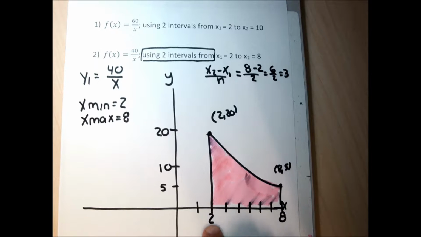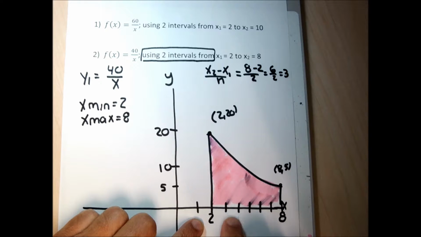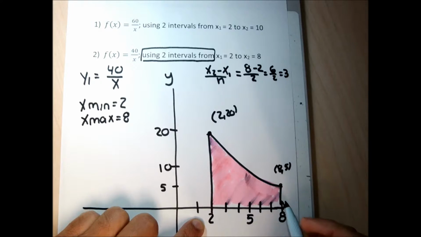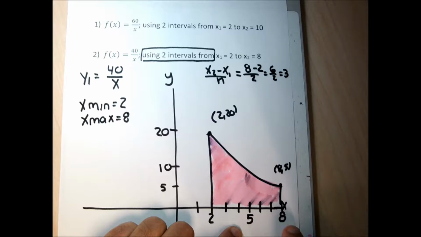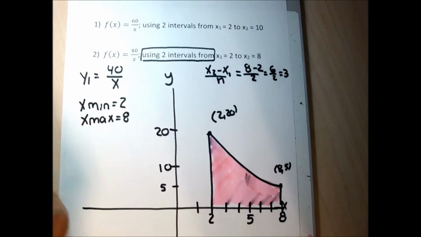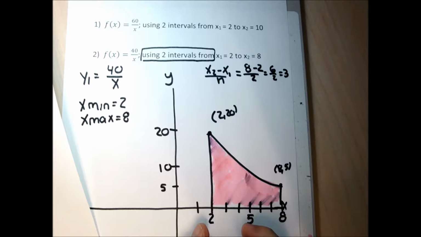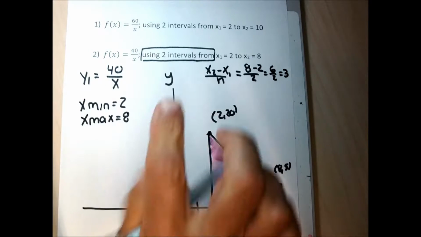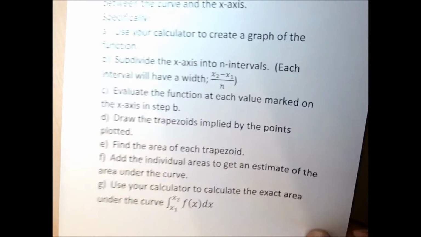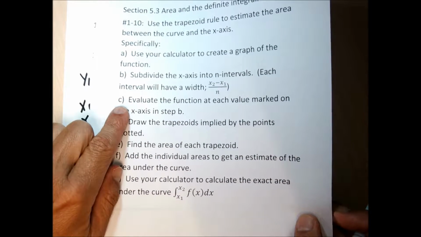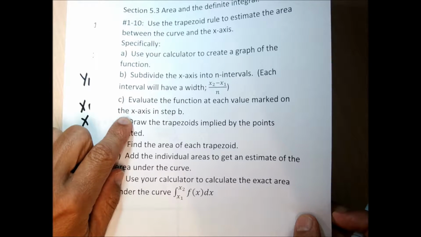That means starting from 2, every 3 units I need to put a number on my x-axis until I get to the edge. So starting at 2, going 3, 4, 5, put a number on my x-axis, and then 6, 7, 8, I'm at the edge. So now, in some sense, I've subdivided my x-axis. There's an interval from 2 to 5 and an interval from 5 to 8 that are implied there. Now, evaluate the function at each value marked on the x-axis.